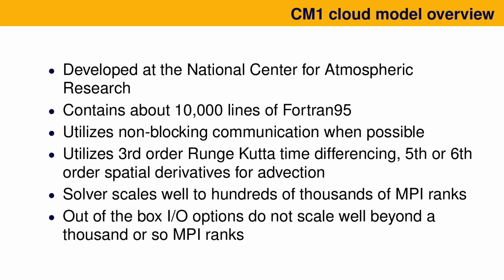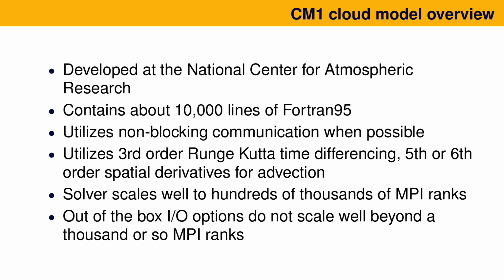We're using CM1, a cloud model developed at NCAR. It contains about 10,000 lines of Fortran. It's pretty good. The solver is pretty fast. It utilizes non-blocking communication when possible. The solver scales well to hundreds of thousands of MPI ranks. I just yesterday was running a job that was over 300,000 cores on Blue Waters, about 40% of the entire machine, one MPI job. We also use a little OpenMP as well. We're splitting the job up 16 MPI ranks, which is the number of cores on Blue Waters, and that works pretty well for us.